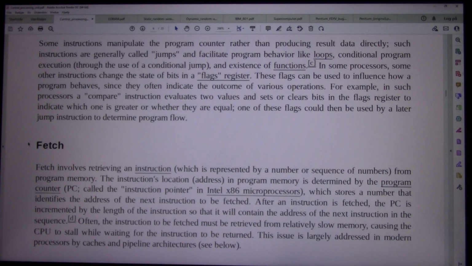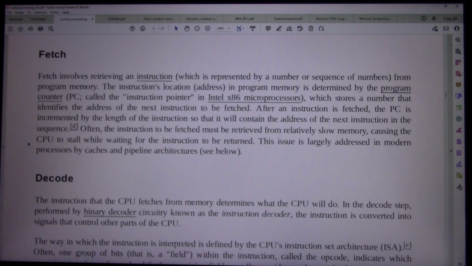Fetch. Fetch involves retrieving an instruction, which is represented by a number or sequence of numbers, from program memory. The instruction's location, address, in program memory is determined by the program counter, PC, called the instruction pointer in Intel x86 microprocessors, which stores a number that identifies the address of the next instruction to be fetched. After an instruction is fetched, the PC is incremented by the length of the instruction so that it will contain the address of the next instruction in the sequence.